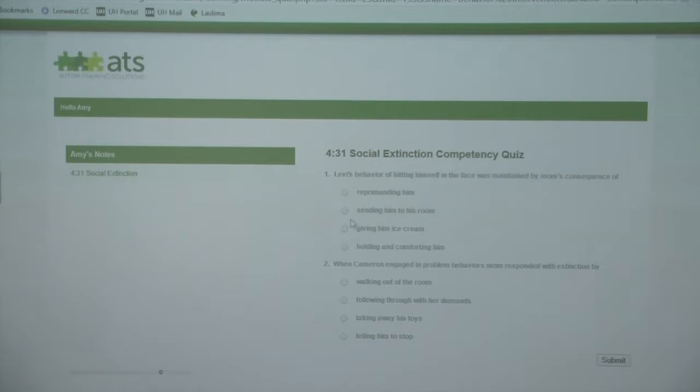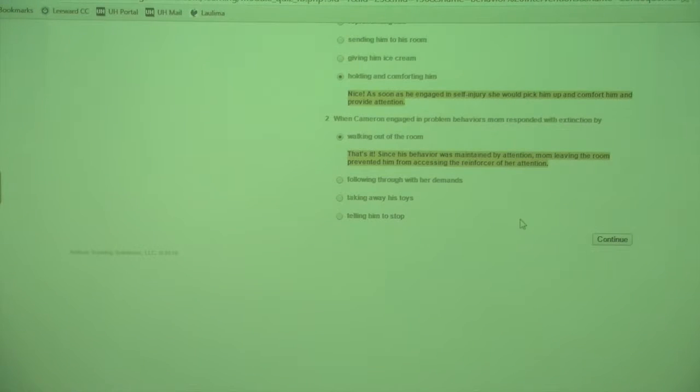Levi's behavior of hitting himself in the face was maintained by mom's consequence of probably holding and comforting him. When Cameron engaged in problem behaviors, mom responded with extinction by walking out of the room. Nice.